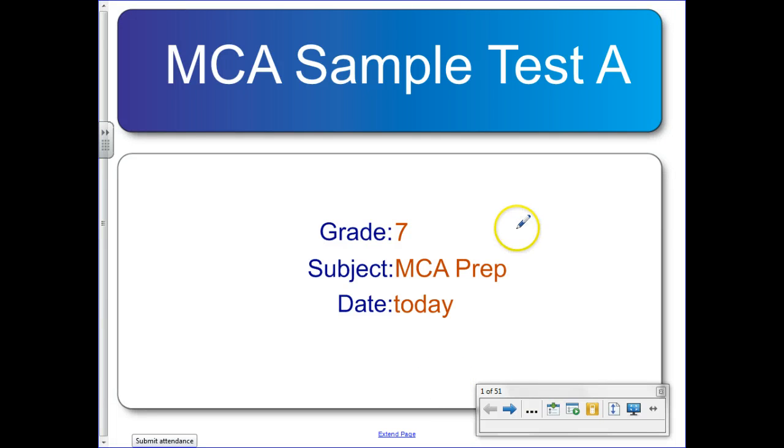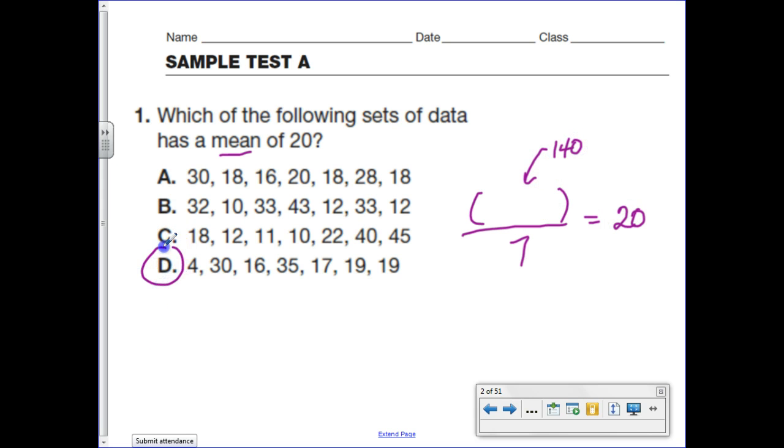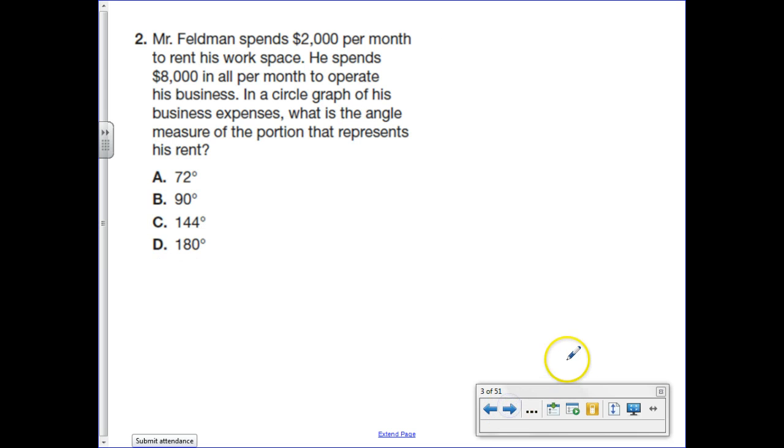All right, let's check through the first 23 questions on the sample test that I gave you for practice for the MCAs. And let's get going. On this first one, it says which of the following has a mean? All right, mean, average, meaning you're adding them all up and totaling and you get 20. So whatever you get for this total, you're going to divide by 7. I believe each one of these has 7 in there. And you get 20 for an answer, which means really this number on top has to be 140, and the correct answer is D. Number 2.